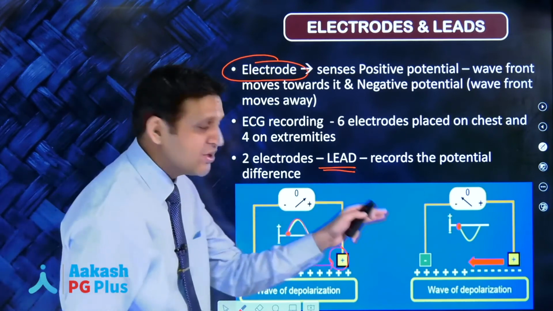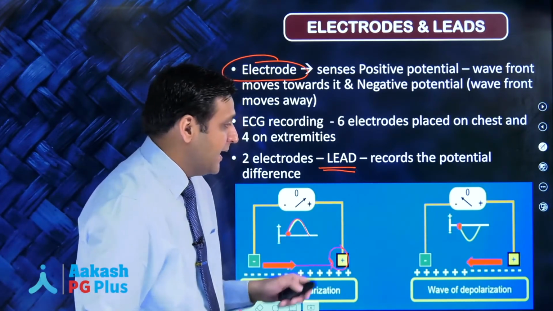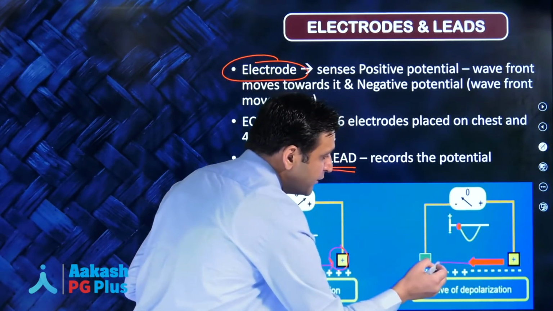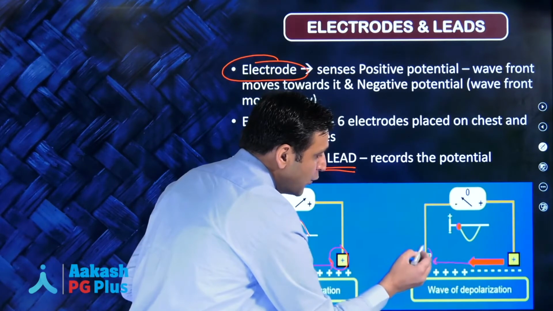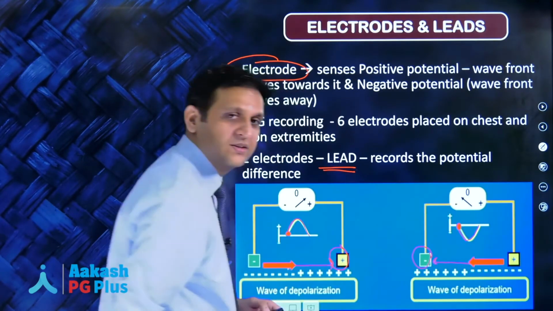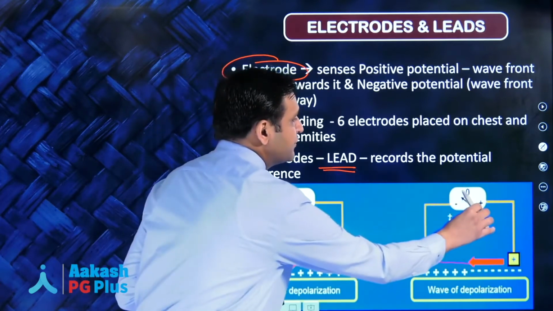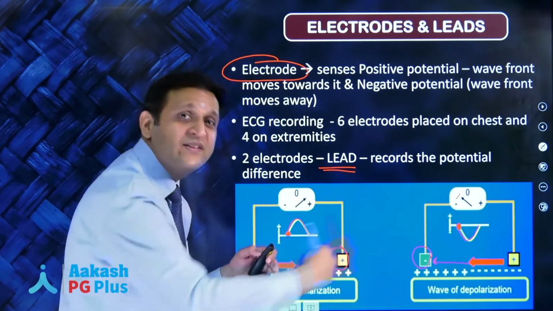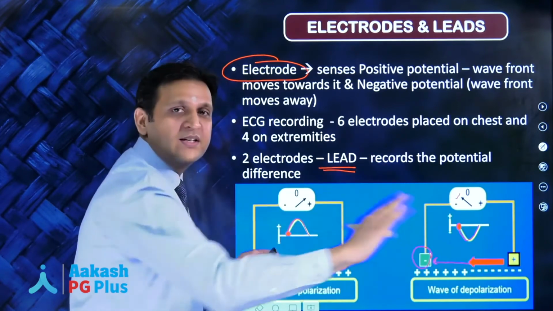Now concentrate on the second diagram. If you have electrical activity moving away from the positive electrode, going towards the negative electrode, you get a negative deflection, right? The galvanometer moves towards the negative side. It's just like the train leaving the platform. The sound subsequently decreases, right?